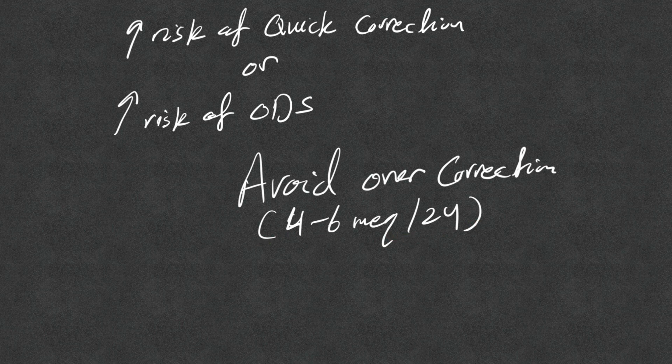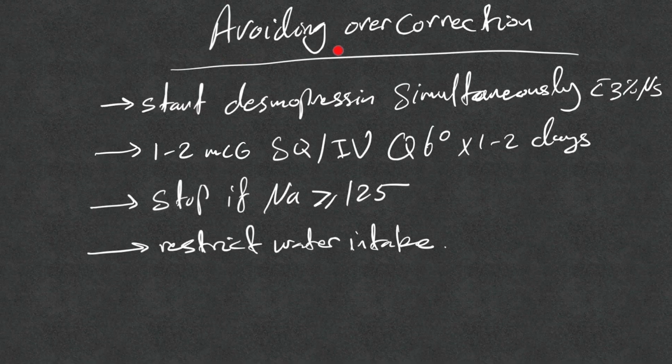But how do we achieve that, especially if we're giving 3% normal saline? Now, how to avoid overcorrection? We have to be proactive in such cases. That's why it's recommended that we use Desmopressin, which is kind of an ADH analog. Simultaneously, actually, before you start 3%, you can give Desmopressin in these conditions. As I said, the rapid correction or high risk of osmotic demyelination syndrome.